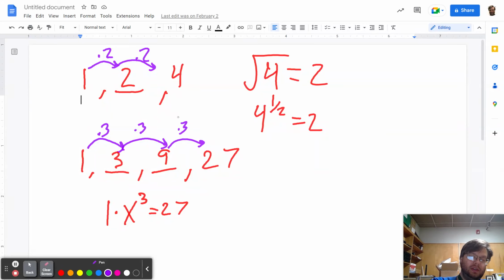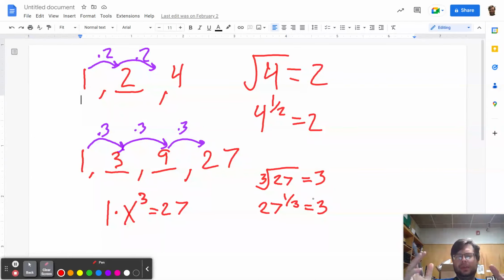And this is another nice connection, that the cube root of 27 is 3. 27 to the 1/3 power is 3, because 3 is 1/3 of the way up to 27 multiplicatively. But this gives me another nice connection, which I can say 27 to the 2/3 power has to be 9, because that's 2/3 of the way up to 27.